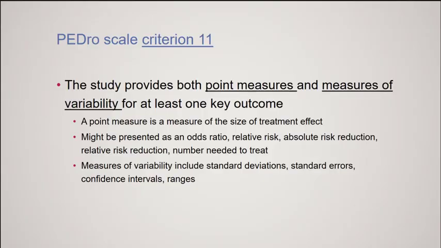Finally, Criterion 11 requires that the study investigators included a point measure and an appropriate measure of variability. And listed here are different examples of point measures, which is really an indication of the size of treatment effect. And these are important values to report in order to further allow for internal validity of a study.